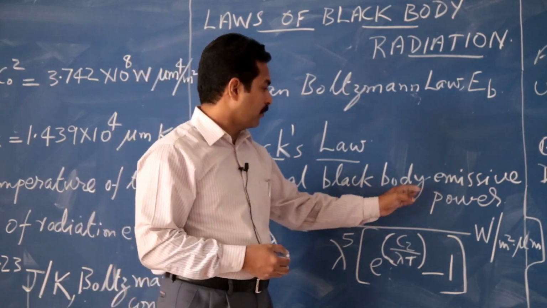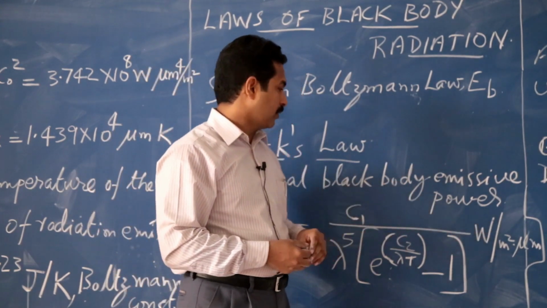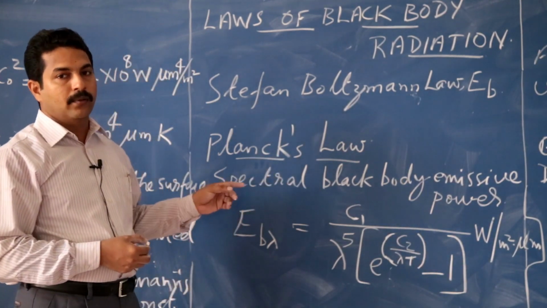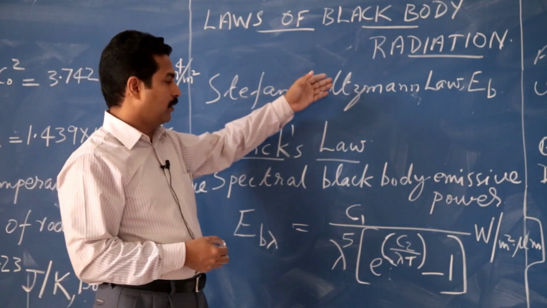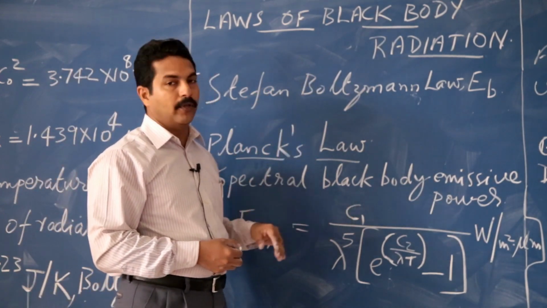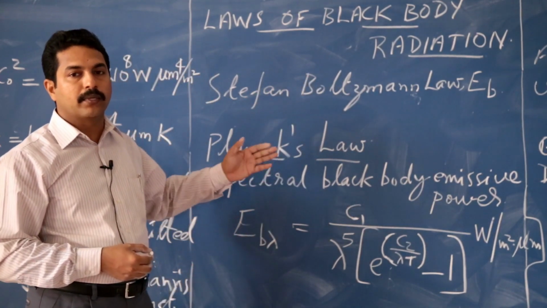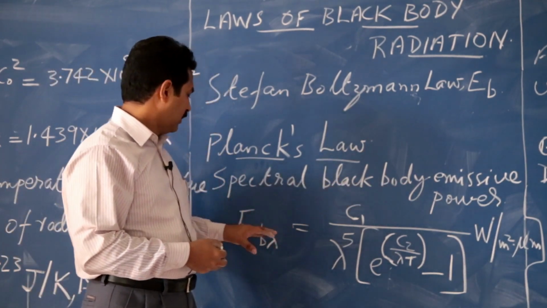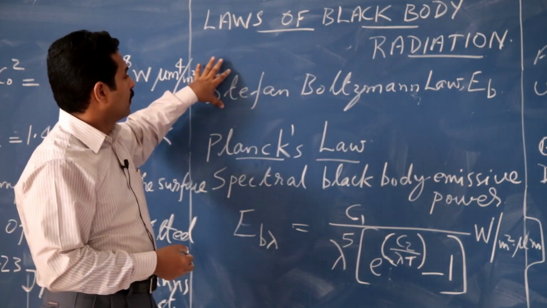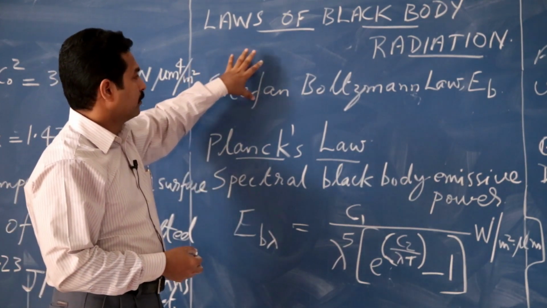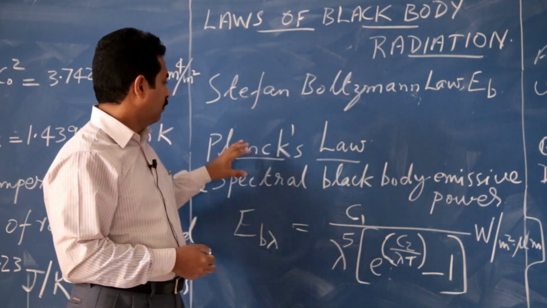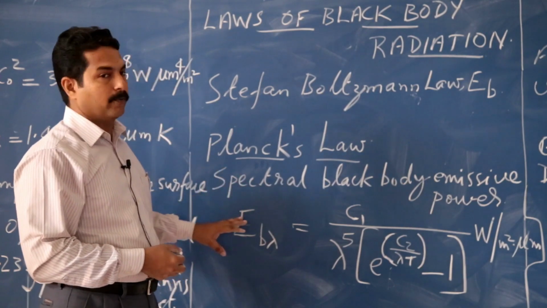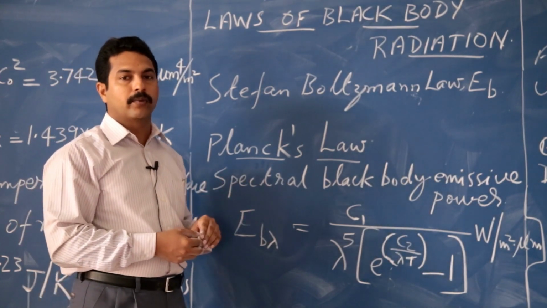The unit of emissive power, as we already know, is watt per meter square, but this is for a unit wavelength, that is per unit wavelength. So that's why it's coming as watt per meter square micrometer. Again, the black body emissive power is given by the Stefan-Boltzmann law, but the spectral black body emissive power is given by Planck's law.